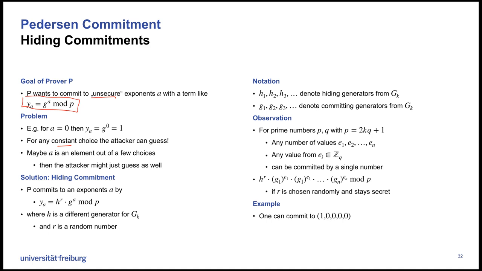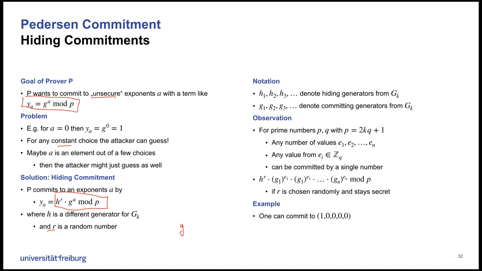Instead of committing to g to the a, you commit to h to the r and g to the a. What is h? h is just another generator with no relationship to g, and r is a random number. So taking h to the r will produce a random number. So from all possibilities in the group, you have a random number multiplied with g to the a.